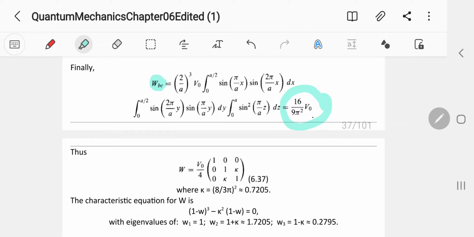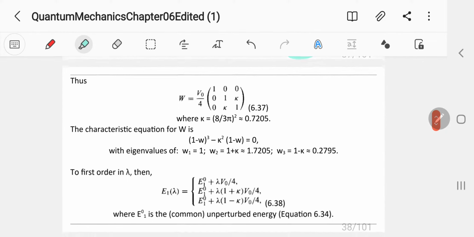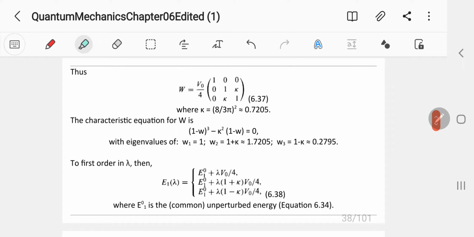So you will have to have a constructed matrix W of this form, where kappa is equal to 8 over 3 pi squared, the whole thing squared, and that's just equal to 0.7205. So in this case you will have to get the characteristic equation where you have to find the eigenvalues.